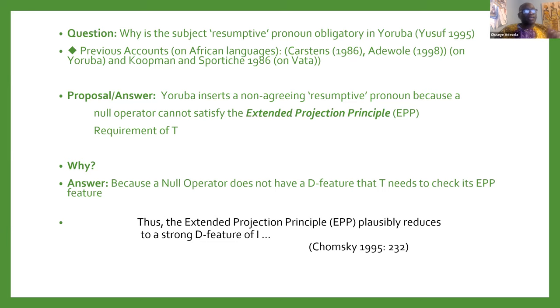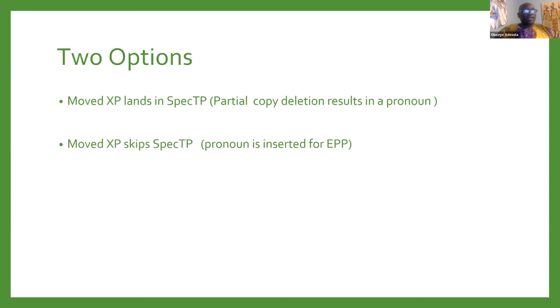Okay, and this is also being established in the literature, but for Yoruba, the more important thing to note is the kind of movement that the language uses to derive focus constructions, content questions, and so on, which involves using null operators. And it's been established in the literature that null operators are not able to satisfy the EPP requirements. So to that extent, maybe that would actually explain why Yoruba uses a pronoun after such movement occurs in the language. So now there are two options.